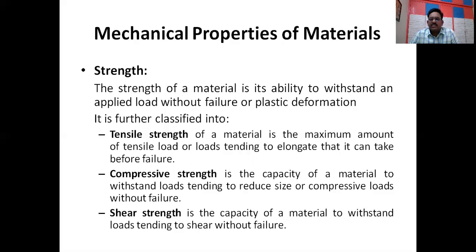And shear strength is the capacity of the material to withstand loads tending to shear without failure. That means when the load applied is tensile, the corresponding strength is called tensile strength. When the load applied is compressive, the corresponding strength is compressive strength. When the load applied is shear, the corresponding strength is called shear strength. So basically it is the ability to withstand an applied load, whether tensile, compressive, or shear, without failure or plastic deformation. This is what strength is.